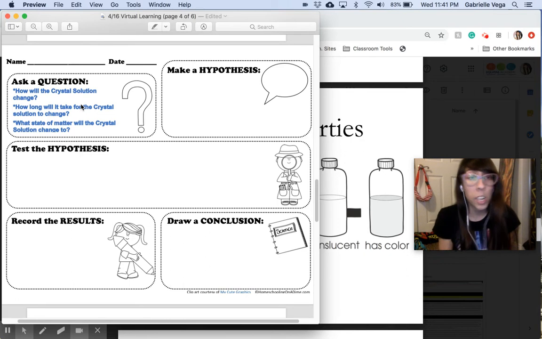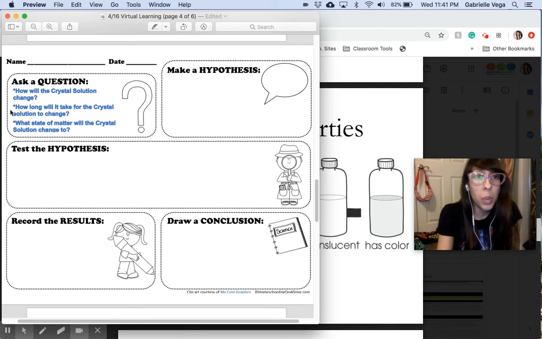And in our experiment today, we have 3 questions. Our first question is, how will the crystal solution change? So we're going to be taking a look at a crystal solution and figuring out how is it going to change. Is it going to change from a liquid to a solid? Will it change from a liquid to a gas? Will it change color? Those are the types of answers we want to try to figure out.